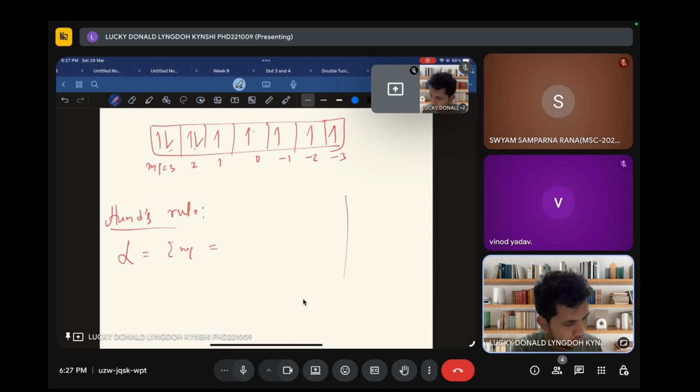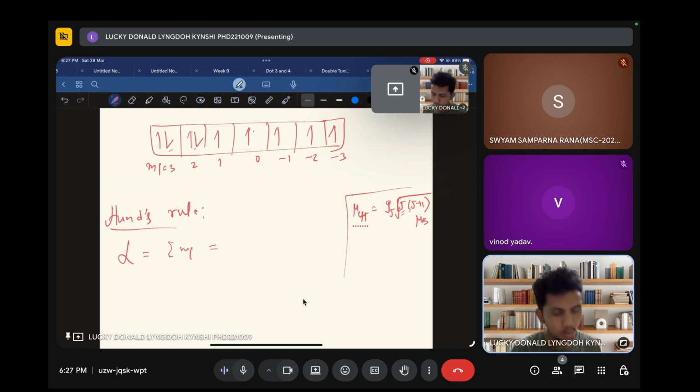So let me just give you an idea of mu effective. Mu effective is equal to g_J times the square root of J(J+1) times mu B, where g_J is the Landé factor. Okay, why do you have to do all these things?